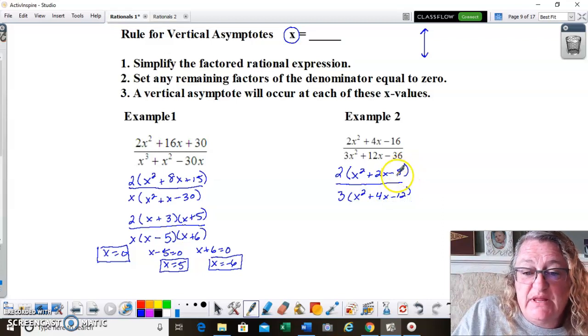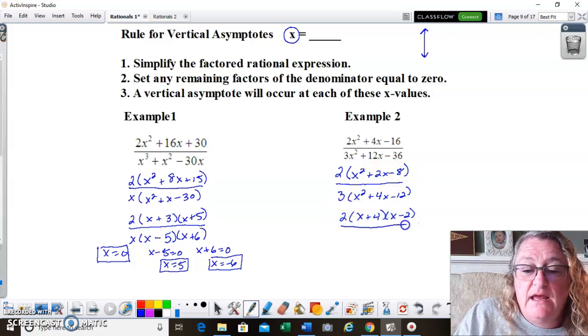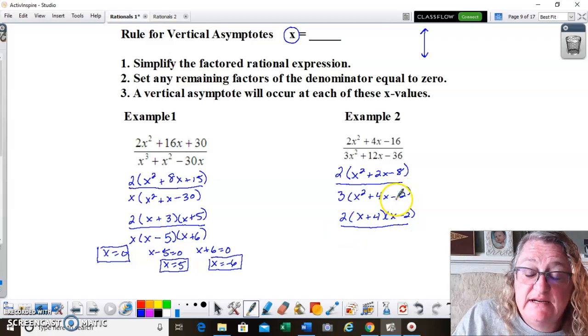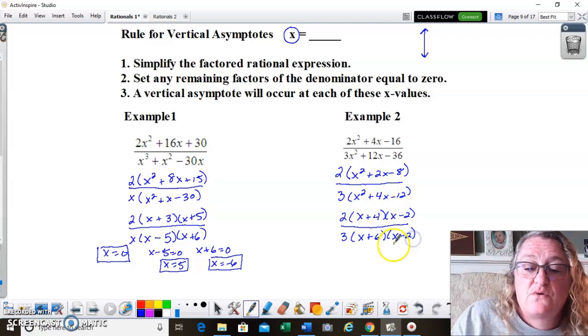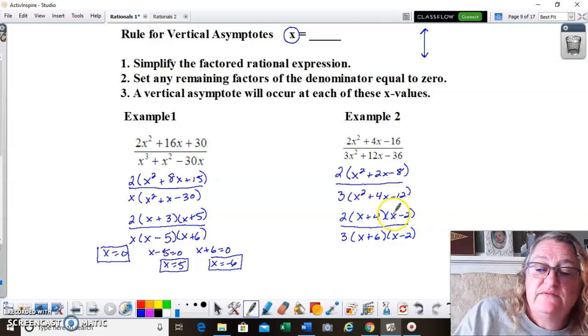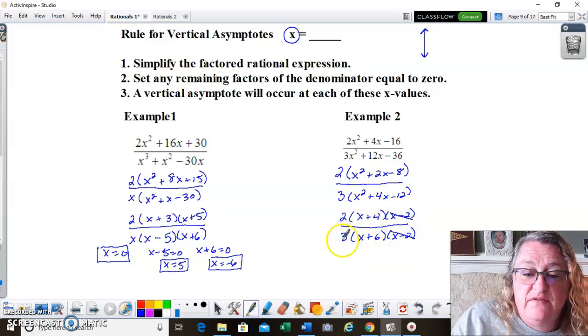Two things that multiply to negative 8 and add up to 2. I'm looking at x plus 4 and x minus 2. And two things that multiply to negative 12 but add up to 4. I see x plus 6 and x minus 2. Okay, and you'll notice in this one we actually do have some common factors that can cancel out. So all that's really left here, I have 3.